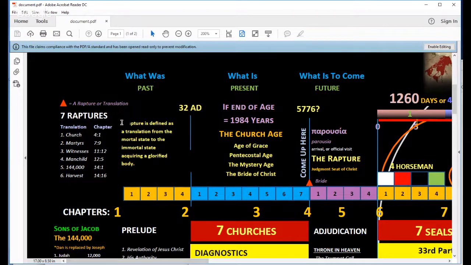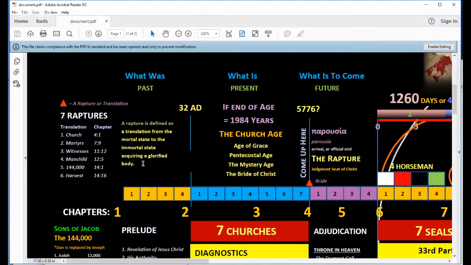But notice here, he says a rapture is defined as a translation from the mortal state to the immortal state and acquiring a glorified body. That's what constitutes a rapture. I've heard unbelievers try to, or especially astrotheologists, atheists, anybody, Luciferians, try to redefine rapture to something else, anything else but what the Bible gives us. But the Bible gives us this definition, is moving from mortal to immortal in the flesh, and not a spiritualized thing.